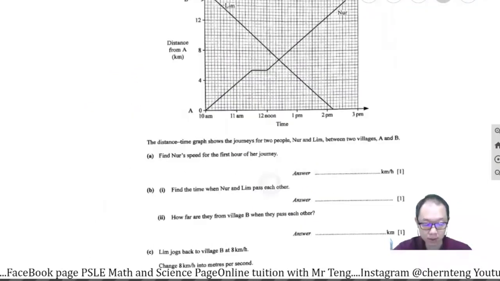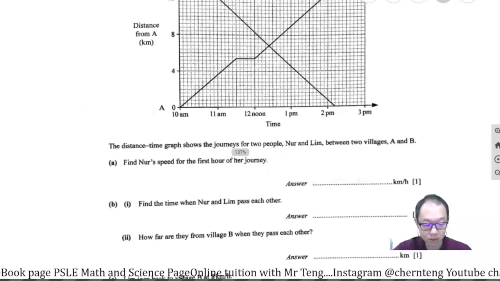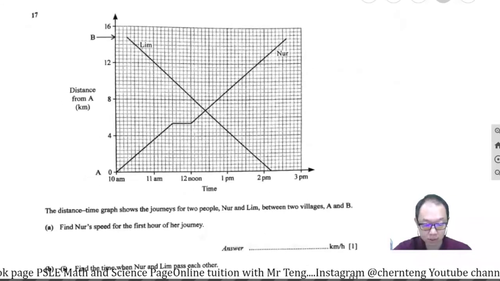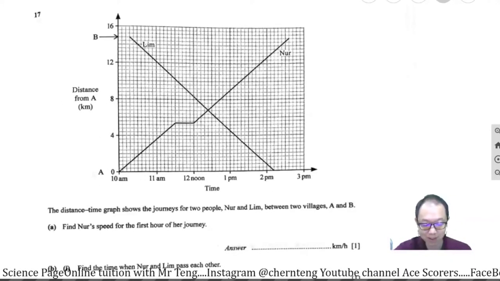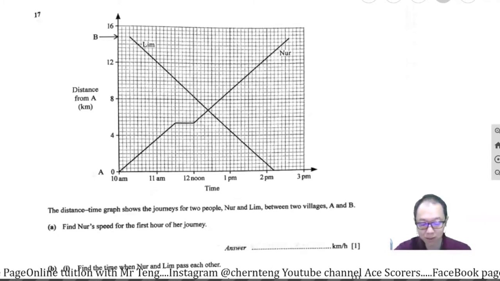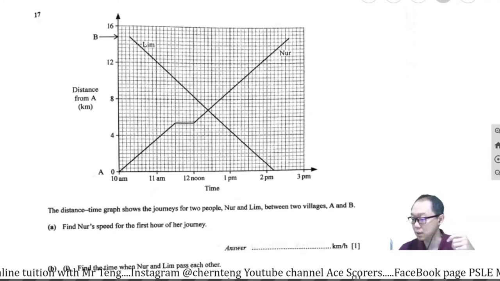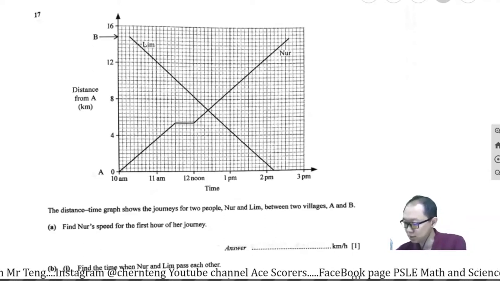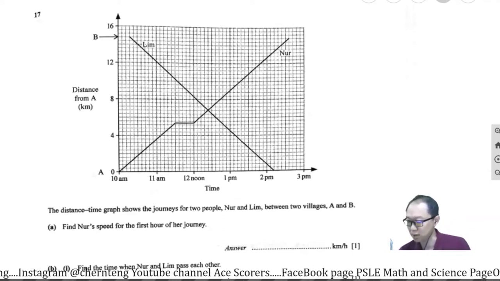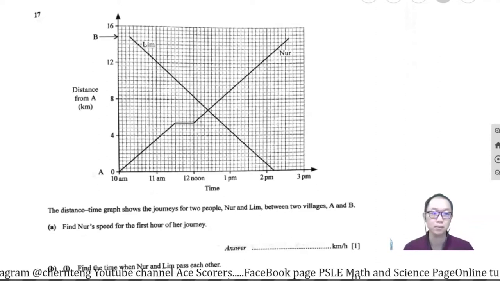Okay, let's look at this. The distance-time graph shows the journey for two people, Nor and Lin, between the villages. Find Nor's speed for the first half of her journey. Okay, what is Nor's speed for the first half? I'll try this one, and then we can check.